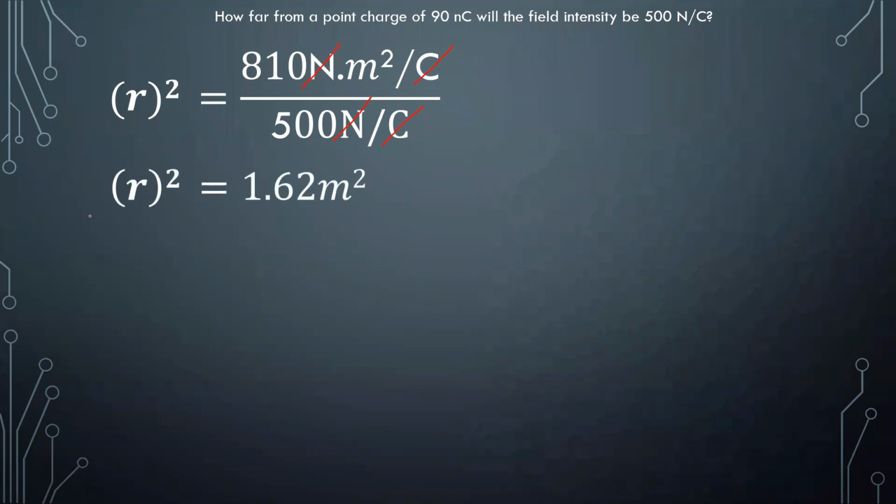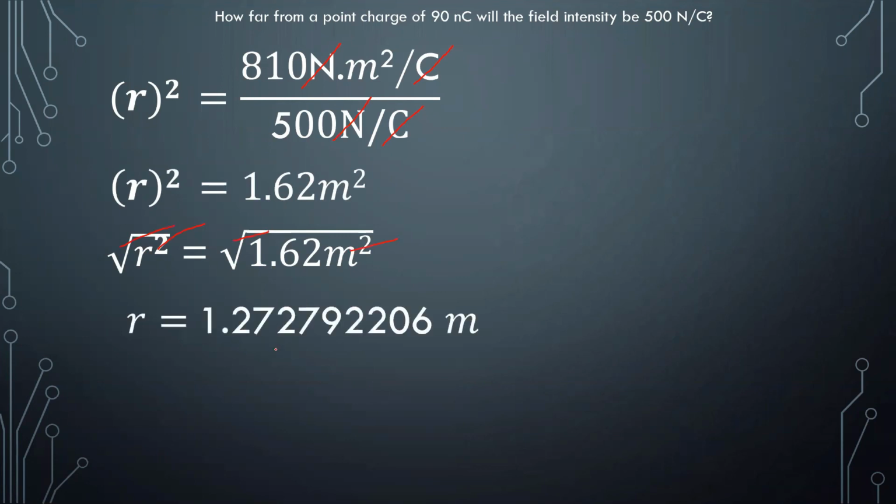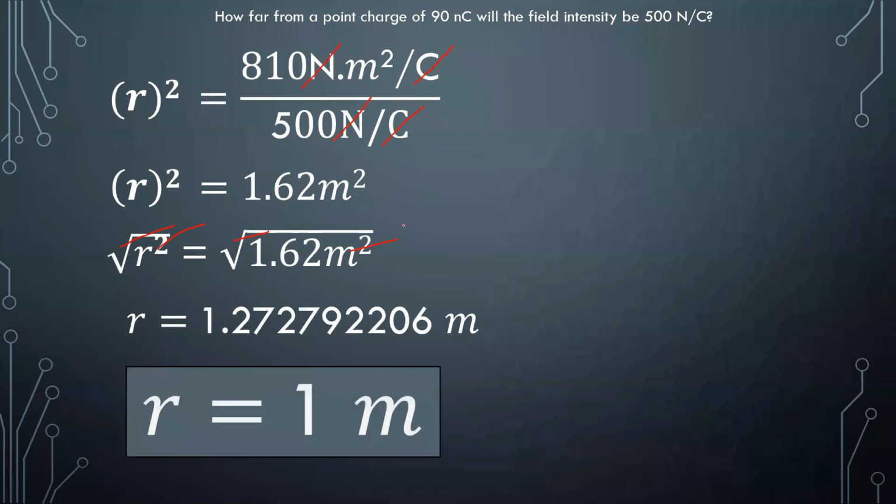Then since R is squared, we apply the square root to both sides. So the square root cancels the square. Then the square root of 1.62 is 1.27279206 meter. And since the least number of significant figures is 1, we round this to one significant figure, and that is 1 meter. And that is the distance of the positive charge in the electric field of 500 Newton per coulomb.